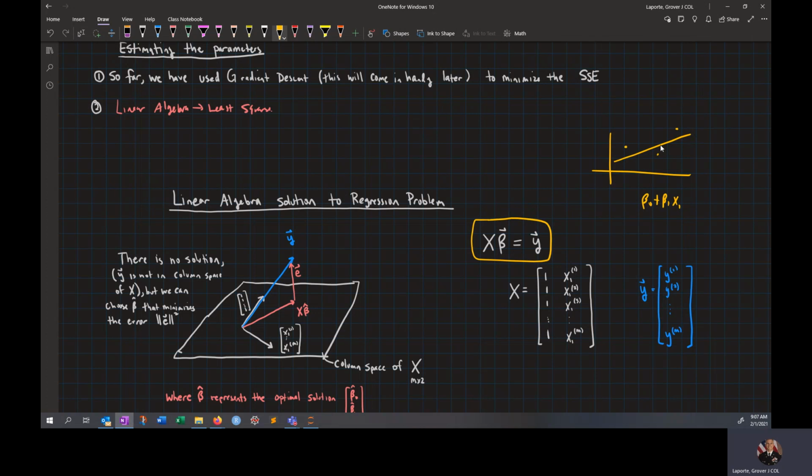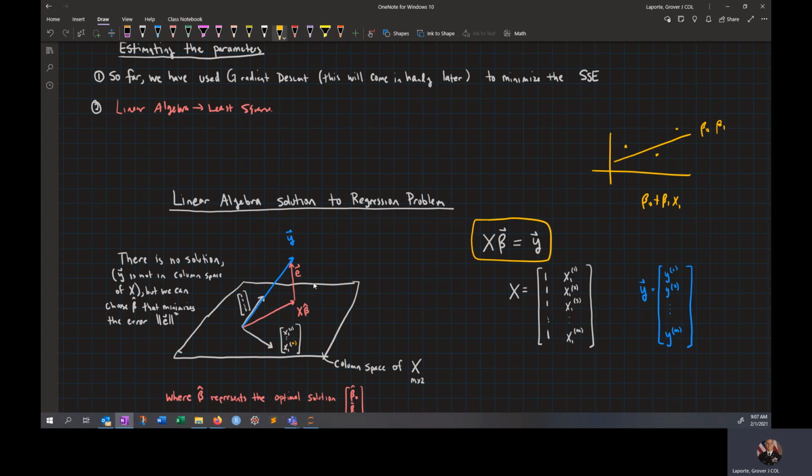There is no beta naught and beta 1 such that y equals beta naught plus beta 1 times x. There's no slope and intercept that's going to go through every single one of these points, and that's why this blue vector y lies outside the column space of the column of 1s and the x1 column, 1 through n. I think that thing says m in there, but it should actually say n, because there are n data points.